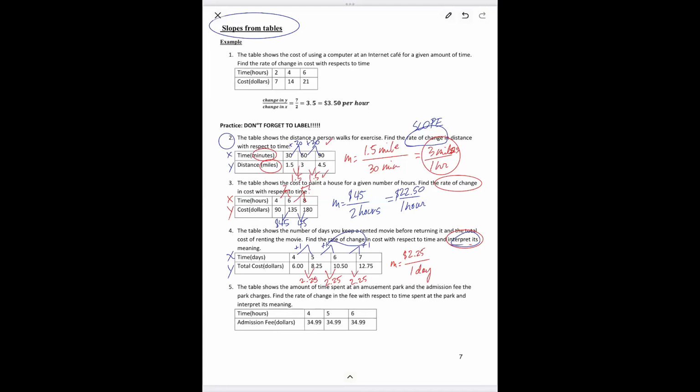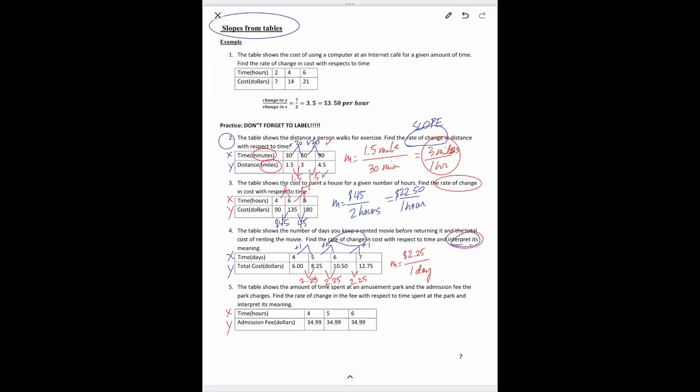Now, I'm going to do this last one. Same thing. Before I do this, you should stop the video, do it on your own, come up with the rate of change, the slope, and also try to figure out what it means. All right. Now, here we go. The table shows the amount of time spent at an amusement park and the admission fee for the park changes. Find the rate of change in the fee with respect to the time spent at the park and interpret its meaning. So this is the X, this is the Y.